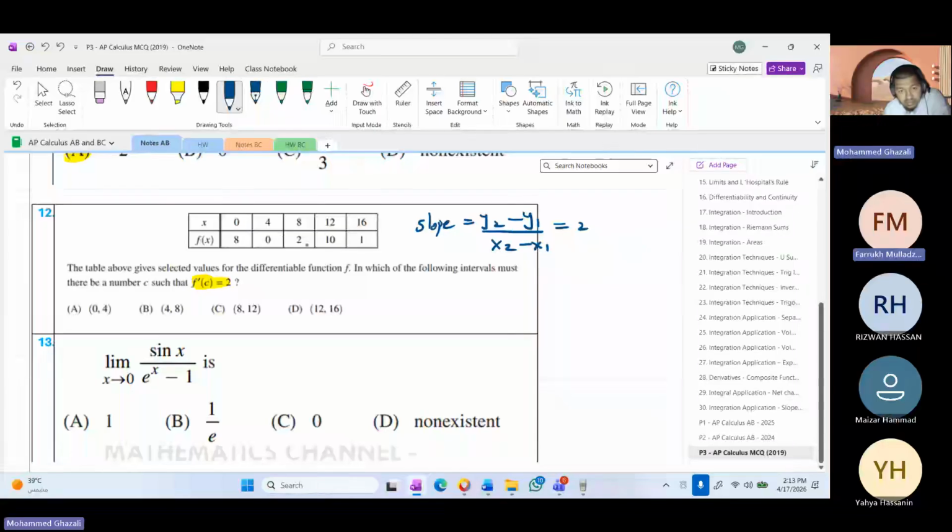Slope is f of x2 minus f of x1, and f of x is the y value, same thing. Trial and error. I think it's 10 minus 2 divided by 12 minus 8. Let's try that out. 12 minus 8, yes. That's the only one that works. There's nothing else. 8 over 4 will be 2. Yes, 10 minus 2 divided by 12 minus 8, which is 2. Yes, that's it.